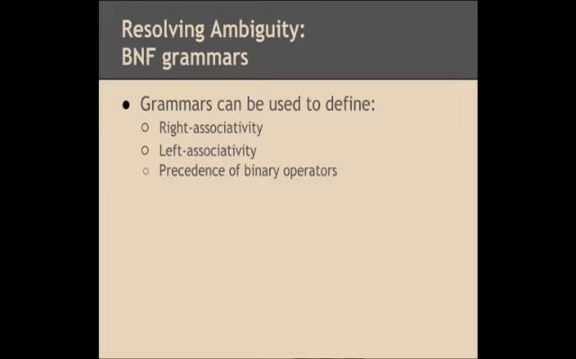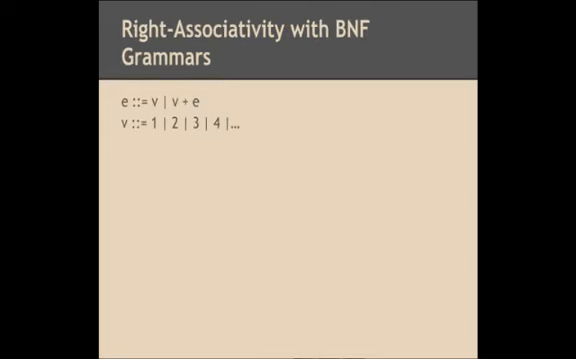And now we'll move on to resolving ambiguity using BNF grammars. The following examples you'll see will be used to define right and left associativity, as well as precedence of binary operators. Associativity defines in what order a sentence will be evaluated, right to left or left to right, whereas precedence revolves around which operators will be evaluated before others. So our first example is that of a right associative grammar.